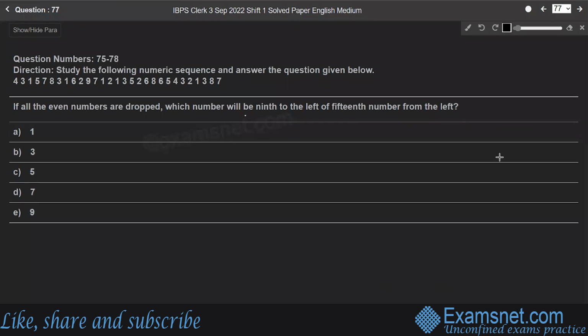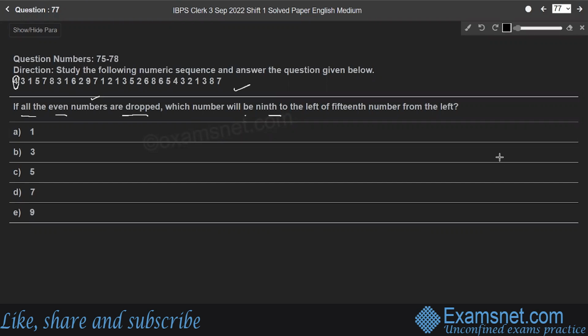Question 77. Here in the same series, if all the even numbers are dropped, which number will be 9th to the left of 15th number from the left? Here, the first part is, we have to drop all even numbers in the given series. So let us drop all even numbers.